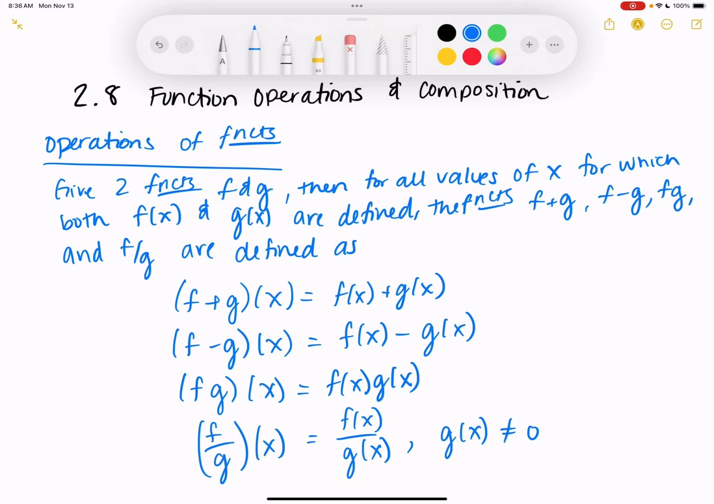So basically we just can't have the denominator be 0, so that's why it's like that. So pretty much all this says is if you have two functions, you can add, subtract, multiply, and divide them. And the only restriction is on the dividing. Whichever function is the denominator function can't be 0.